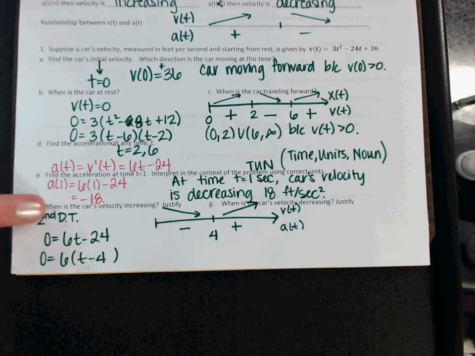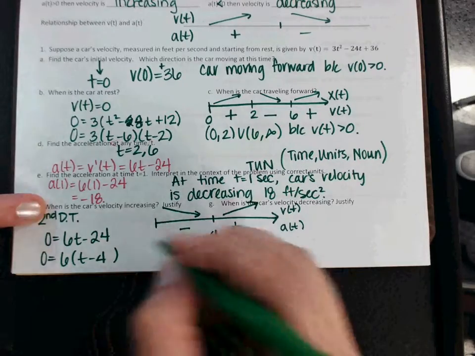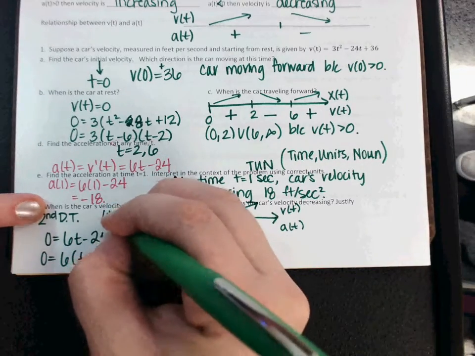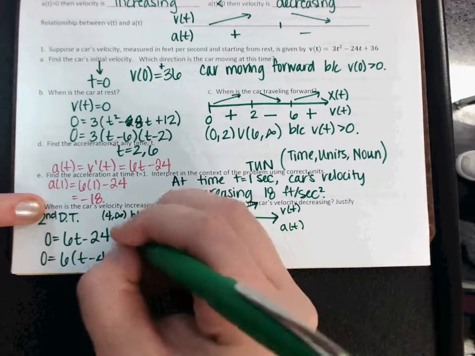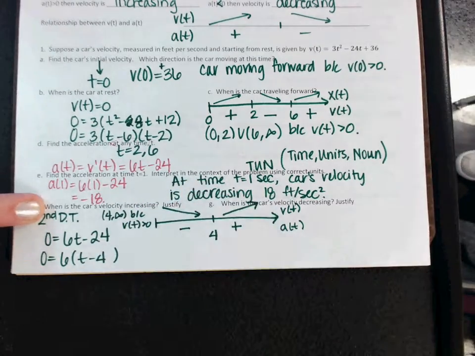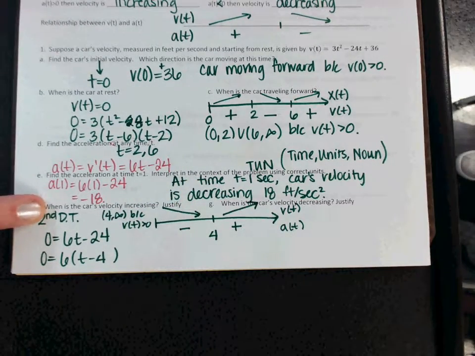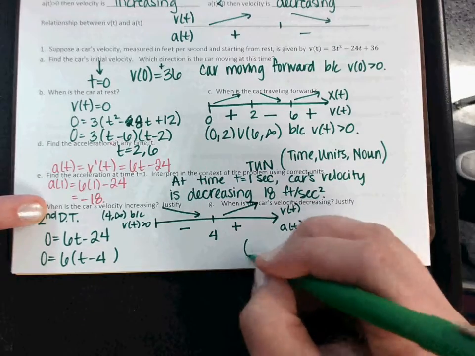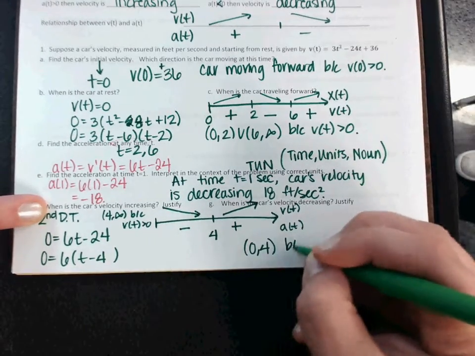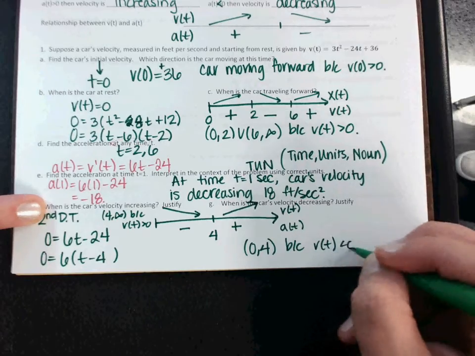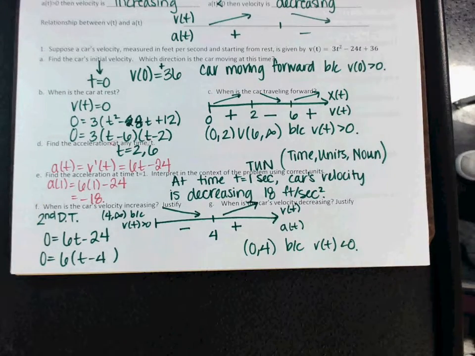Okay, so when is the velocity increasing? What interval? 4 to infinity. Because v of t greater than 0. When is the car's velocity decreasing? I would put 0 to 4. Because v of t less than 0. Make sense? Okay, turn the page.